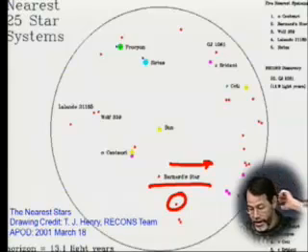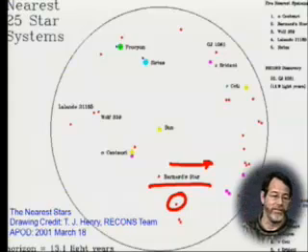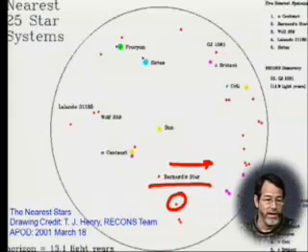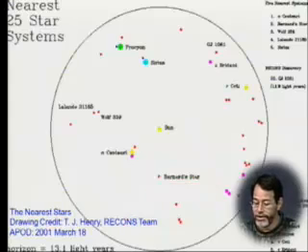It's not the closest star. What I find amazing about this is there are stars without labels on here. Now, how can there be stars really close by without labels? Well, because we don't notice things necessarily by how close they are.